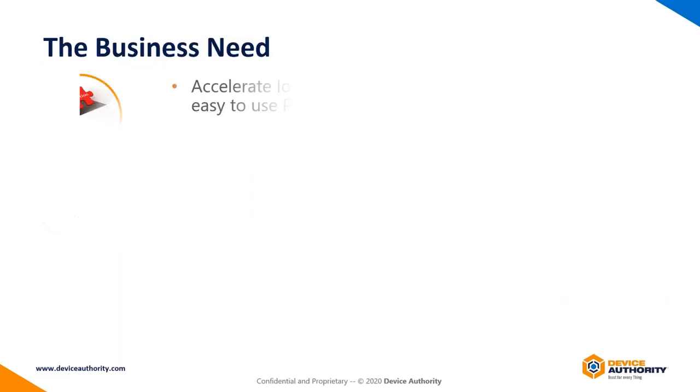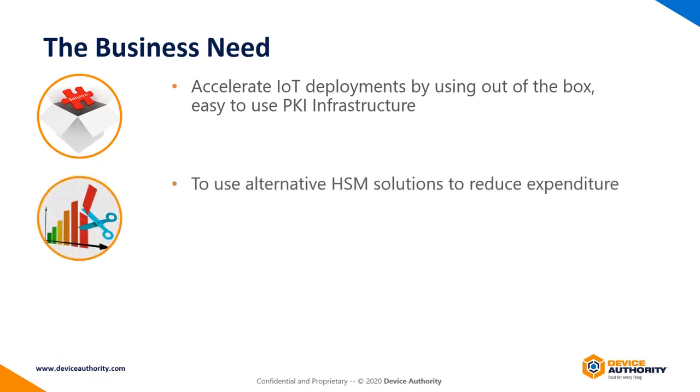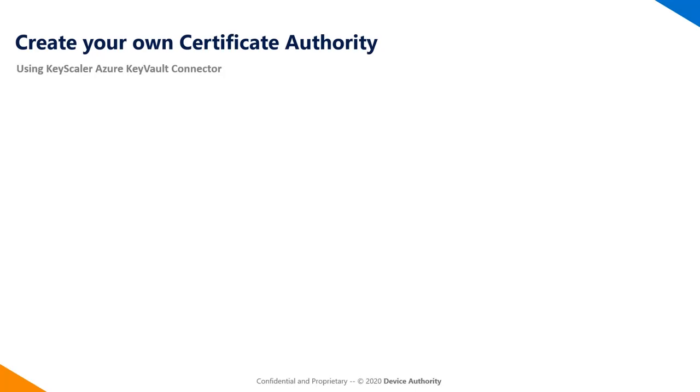To accelerate IoT deployments, what is needed is an out-of-the-box PKI solution that addresses the challenges of trust in public CAs, a cost-effective alternative to expensive HSMs, and the ability to manage and control your CA and device certificate provisioning without compromising on security. Let's take a look at a detailed flow of how this would work.